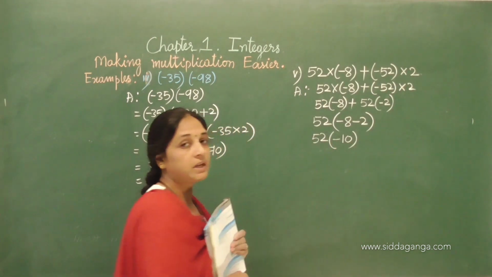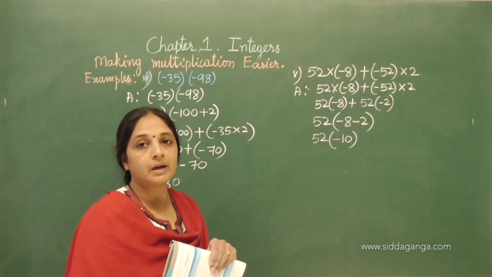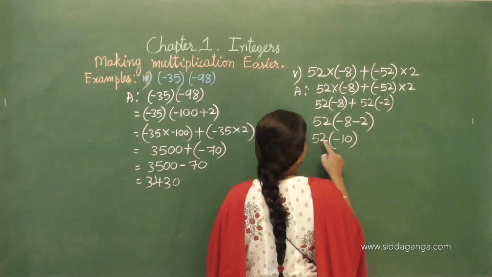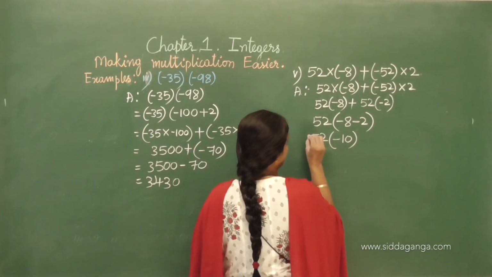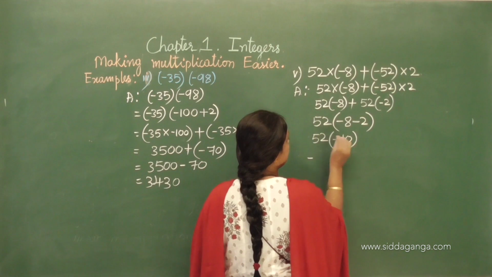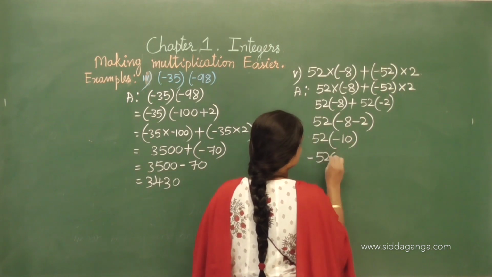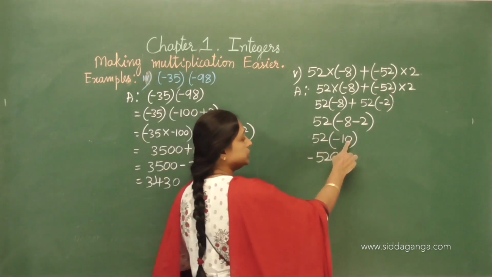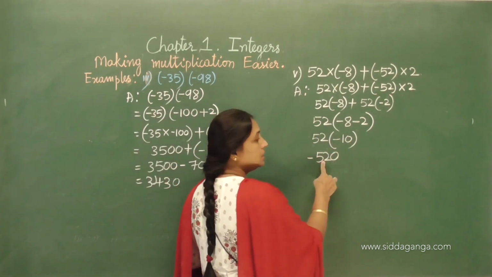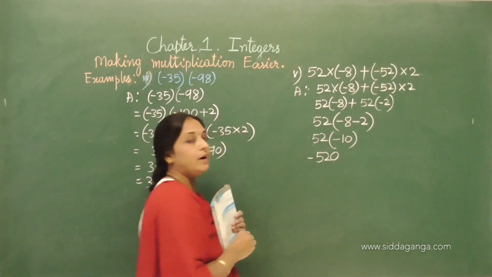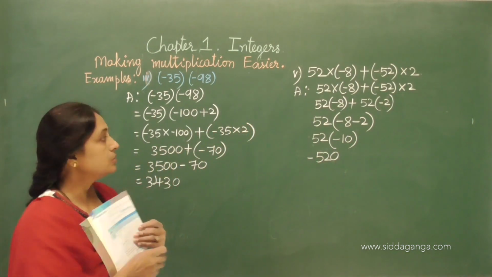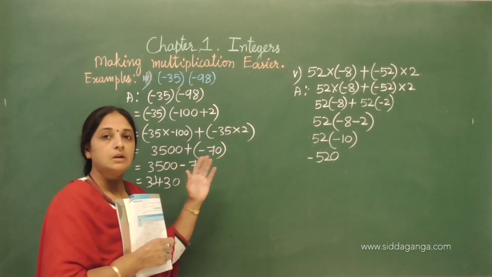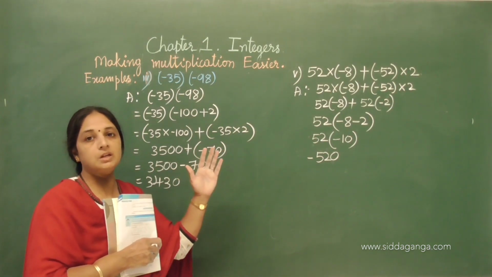Here we have a multiplication sign. When we put a bracket, it's considered multiplication. 52 ones are 52, plus into minus is minus. 52 zeros are 0, 52 ones are 52. It's minus 520. So these are the ways how we can make multiplication easier.